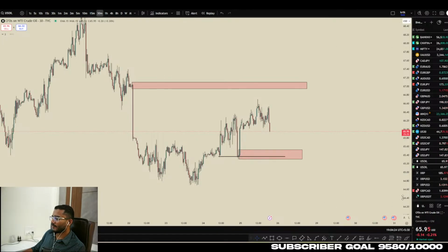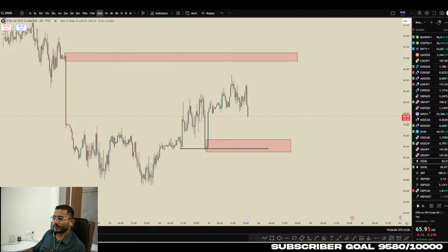On US oil, we have this setup. Price swept these previous lows. This was the low which price swept, creating a new breakout structure, creating a trend line liquidity. So we have this order block and this imbalance. But here the imbalance is too big. So if price just fulfills this imbalance and breaks this previous structure, then also we can look for a continuation trade to the upside.